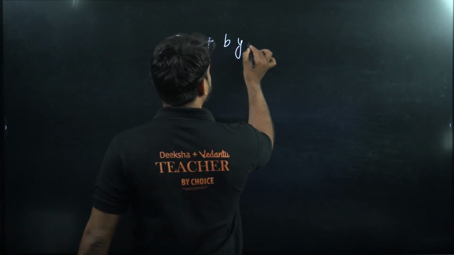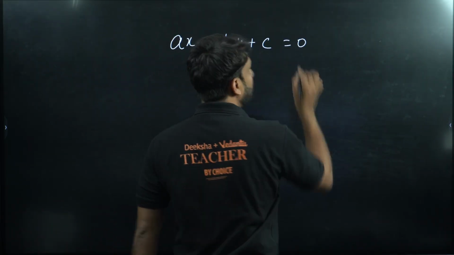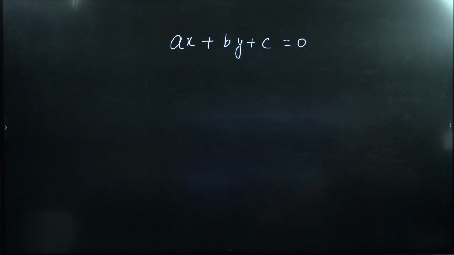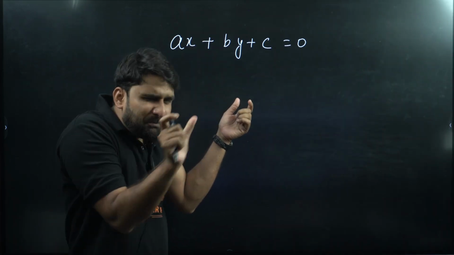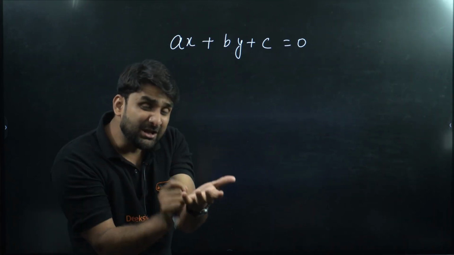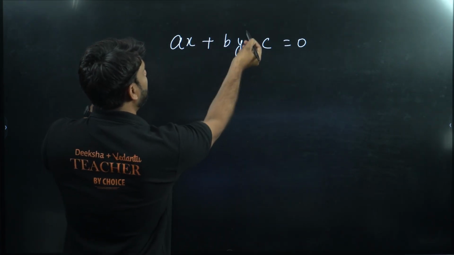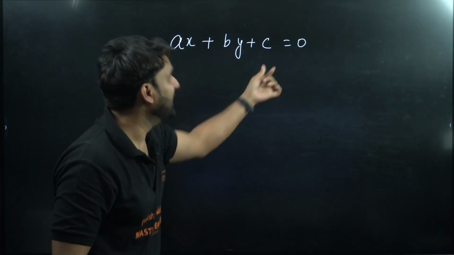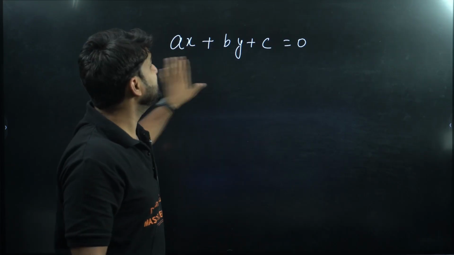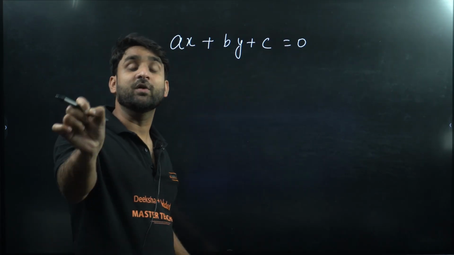And ax plus by plus c is equal to 0. So this is the linear equation. The chapter's name has pair, so please ignore pair. Linear equation in two variables. Linear equation means the exponent is 1, 1, and two variables means x and y, and there will be a pure constant value. So this is the general format of a linear equation in two variables.